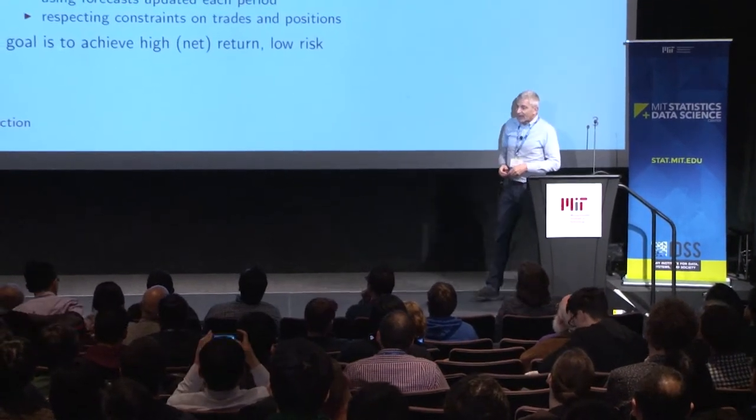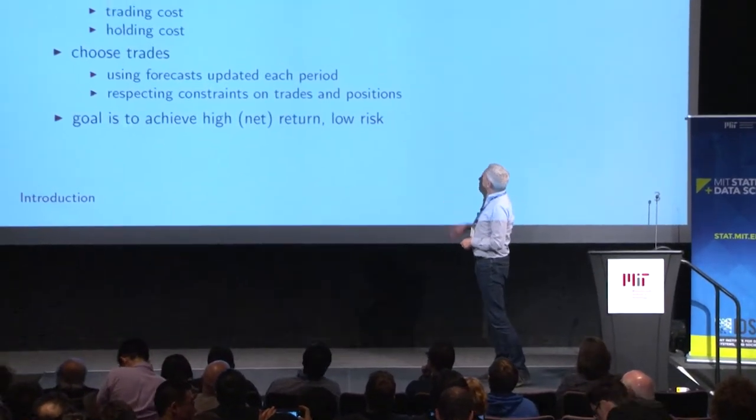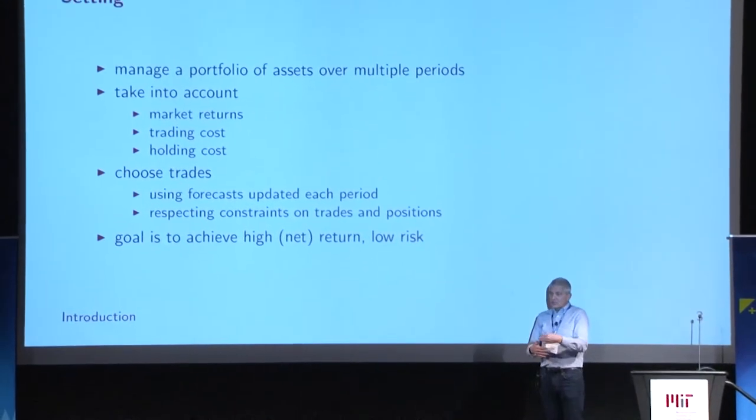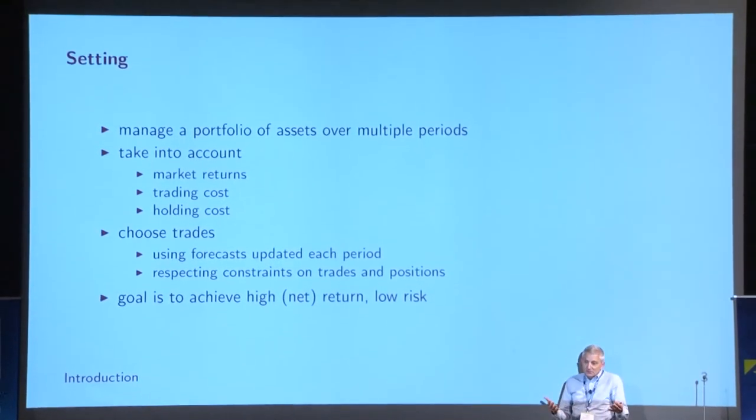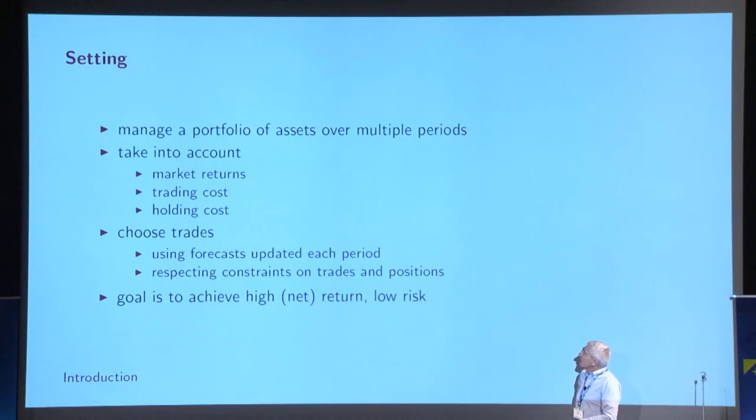So the setting is this: you have a portfolio of assets, and you're going to hold this over multiple periods. Buy and sell stuff, and you're going to take into account, of course, things like market returns, trading costs, holding costs, right? And you're going to choose trades using forecasts updated each period, and respecting constraints on the trades and positions. So there are just going to be constraints that we're going to talk about. And the goal is, of course, to achieve high net return and low risk. So this is kind of the high-level picture.